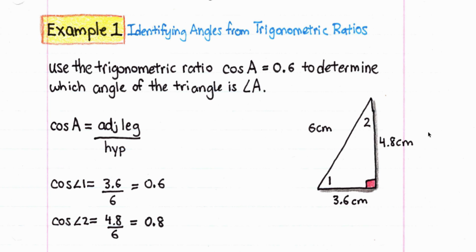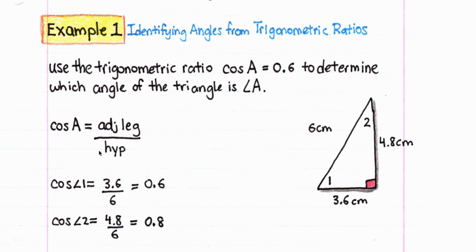Example 1, identifying angles from trigonometric ratios. Use the trigonometric ratio cosine of angle A equals 0.6 to determine which angle of the triangle is angle A. So here I've got angle 1 and I've got angle 2, and one of these angles is angle A. So we're going to use the definition of cosine. Cosine is defined to be the adjacent leg divided by the hypotenuse.